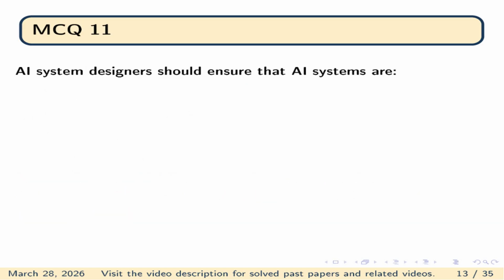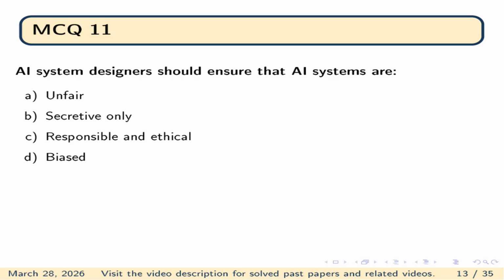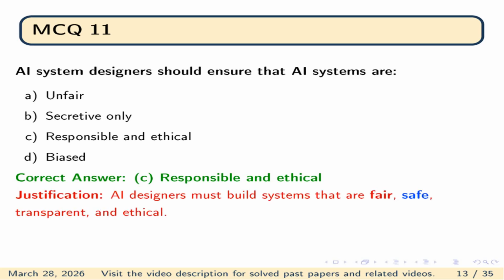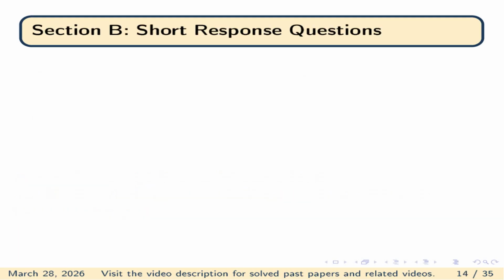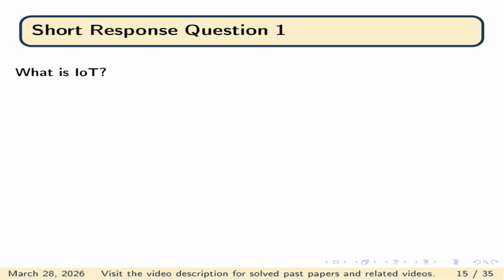Question number 11. AI system designers should ensure that AI systems are unfair, secretive only, responsible and ethical, biased. The correct option is responsible and ethical, because AI designers must build systems that are fair, safe, transparent, and ethical. Short questions. What is IoT?